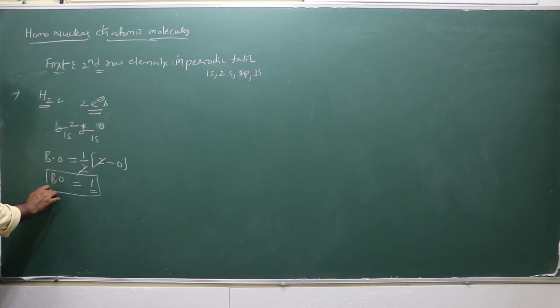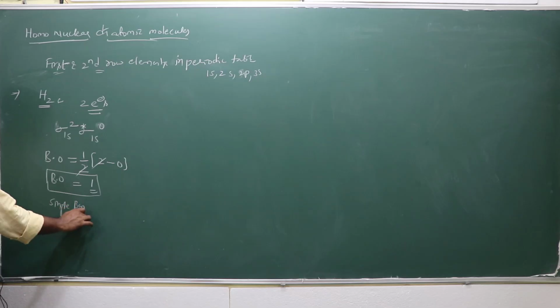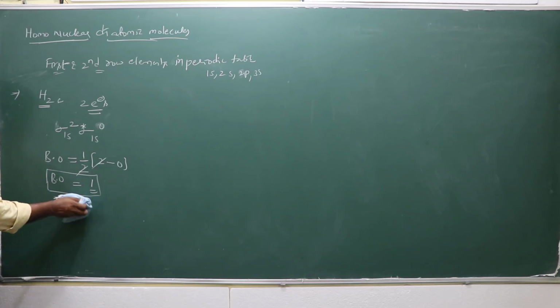That means in the H2 molecule, between the H and H atoms, which bond formation takes place? Single bond, right? So bond formation takes place. That bond order is 1. That bond may be considered as which bond? Single bond between the H2 molecule.